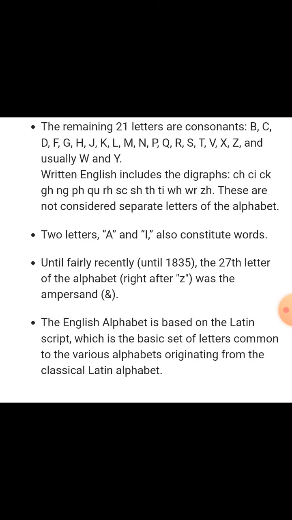The English alphabet is based on the Latin script, which is the basic set of letters common to the various alphabets originating from the classical Latin alphabet.